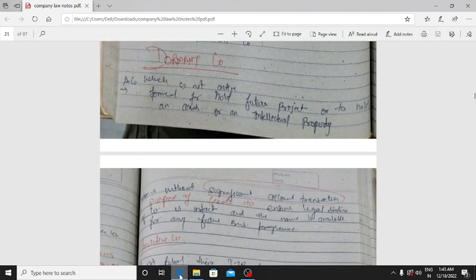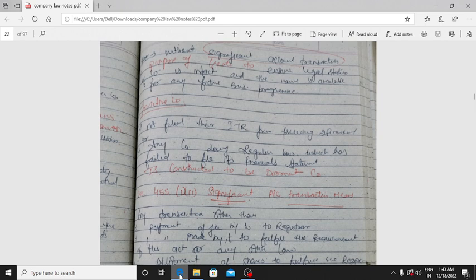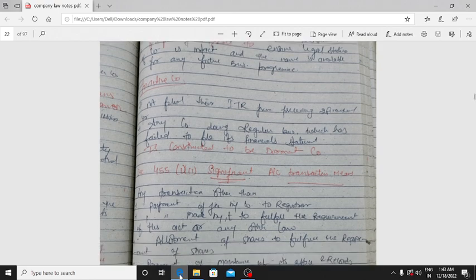Next is dormant company. A dormant company is a company which is not active and is mainly formed for a future purpose, to hold assets or intellectual property. The purpose is to ensure the legal existence of the company is intact and the name is available for any future business program. A dormant company will be incorporated.